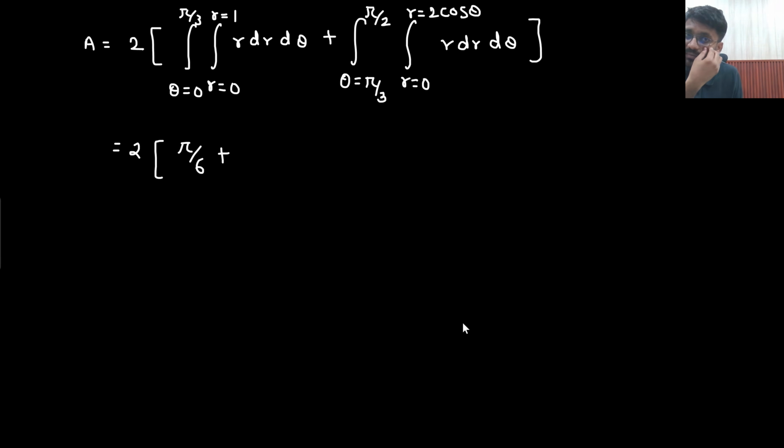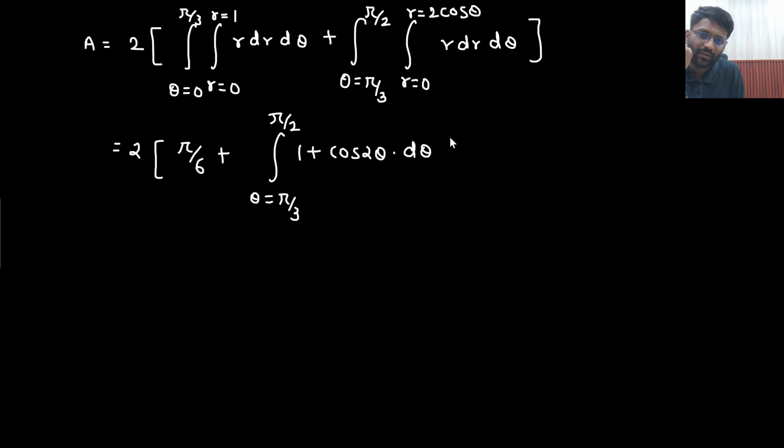R square by 2, so this will become 4 cos square theta by 2, so this will become 2 cos square theta. So 1 plus cos 2 theta. So when you solve this one, you will get 1 plus cos 2 theta dot d theta, with theta going from pi by 3 to pi by 2.